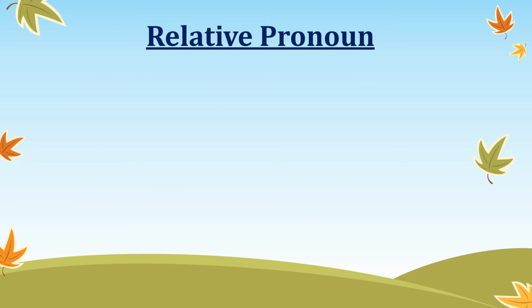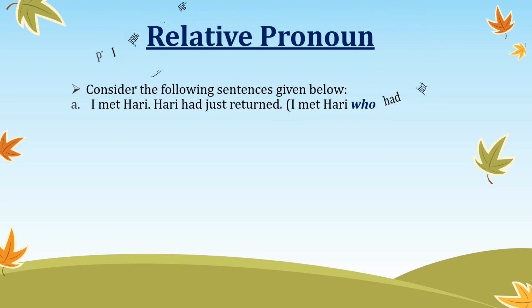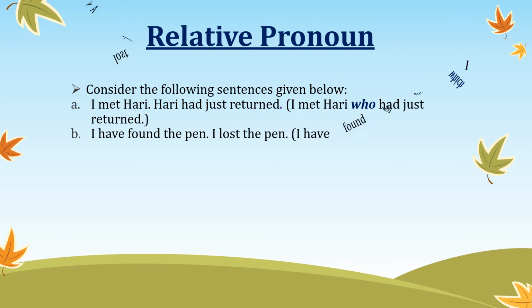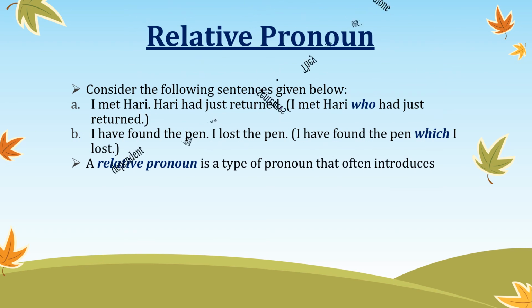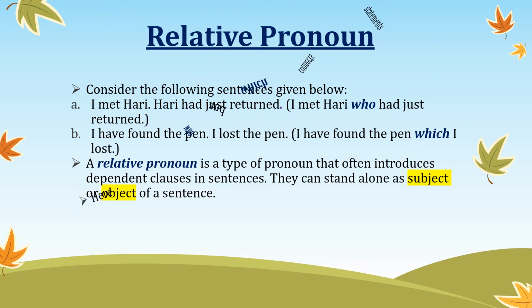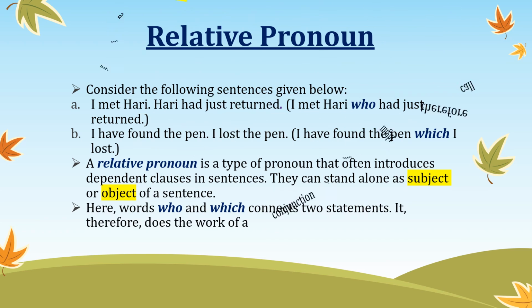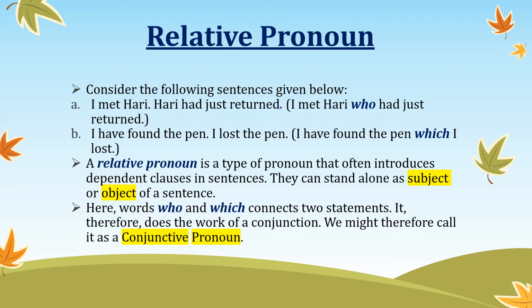Coming to the last type of pronoun, that is the relative pronoun. Consider some examples so we can understand the pronoun better. I met Hari. Hari had just returned. Now how will I write it in the form of a relative pronoun? I'll add a word, like we learned conjunctions in types of sentences. The same is applied here in the relative pronoun, which is also named the conjunctive pronoun. Now let's learn it better. I have 2 sentences: I met Hari. Hari had just returned. What I am adding here is: I met Hari who had just returned.